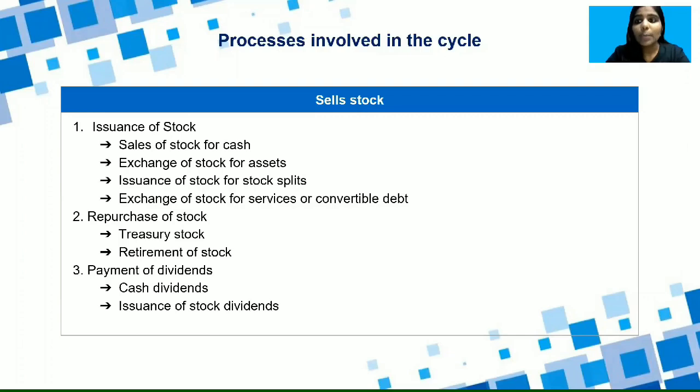The second one is repurchases of stock. It is related to reacquisition of stock, which is referred to as treasury stocks, and retirement of stocks. The third one is payment of cash dividend. The payment of dividend includes payment of cash dividends or issuance of stock dividends.